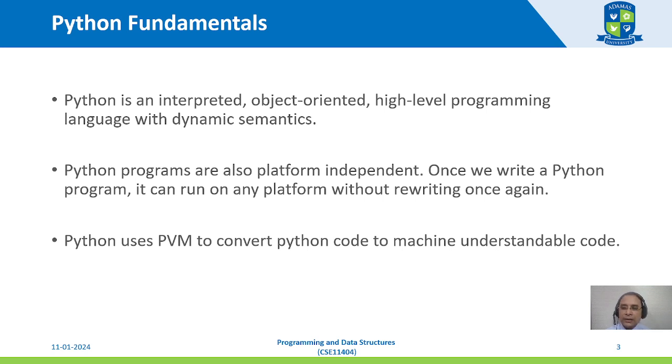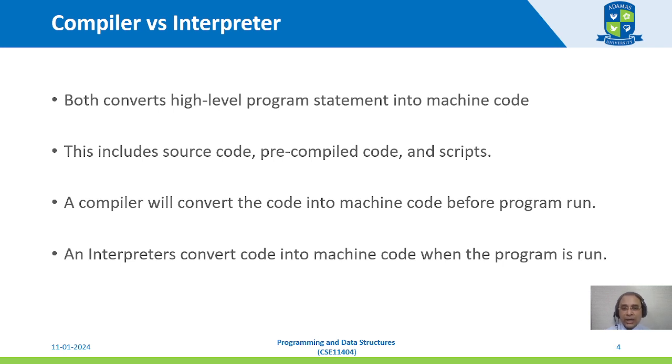Now, what makes Python a platform independent programming language? Python uses PVM, that is Python Virtual Machine, to convert Python code to machine understandable code. Here we need to understand that when we write a program with a programming language, that is the source code. Now we are talking about Python code. When we write any program with the help of the Python programming language, it is converted by the Python compiler into the bytecode, and that bytecode has the extension .pyc, which means it is compiled.